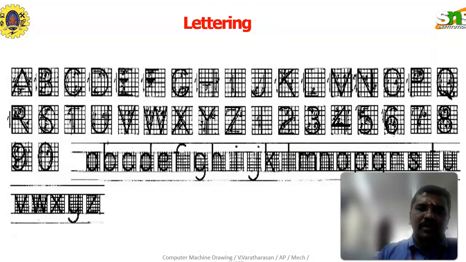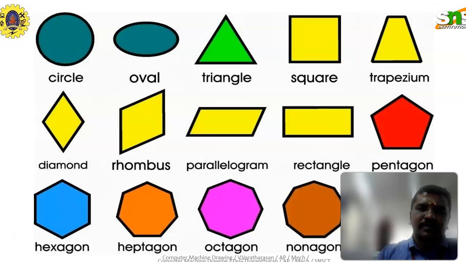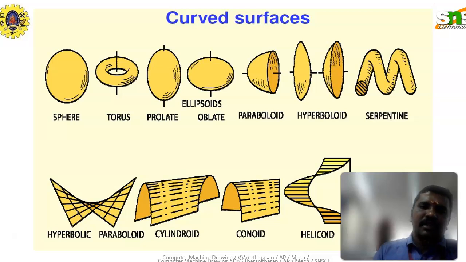Okay. So the different types of lettering, how it will be represented. What are the different types of figures and spaces that will be used? Different types of laminas or planes. These are the planes: sheets, pentagonal lamina, square lamina, triangle lamina. And the curved surfaces: sphere, prolate, oblate, cylindroid, cylindrical, hyperbolic, parabolic, hyperboloid. So how will they be represented?